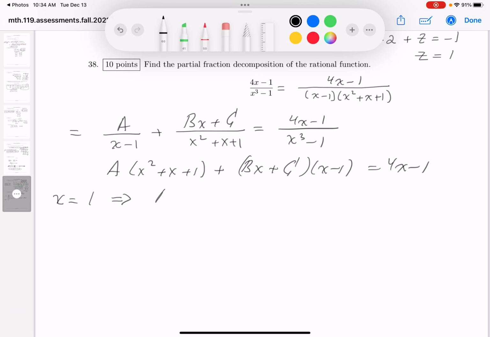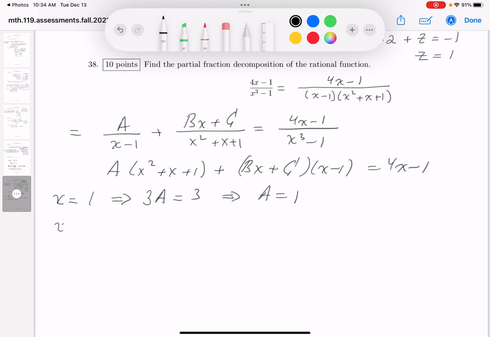If you do that, what do you get? Well, you get A times 3. The second term disappears because if x is 1, you get a factor of 0 there. And if x is 1 on the other side, you get 4 minus 1, which is 3. Relatively simple. I now know that A is 1. All right? Let's try another one.